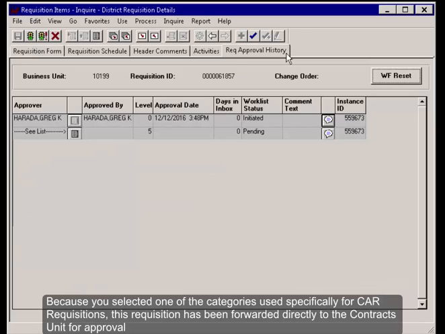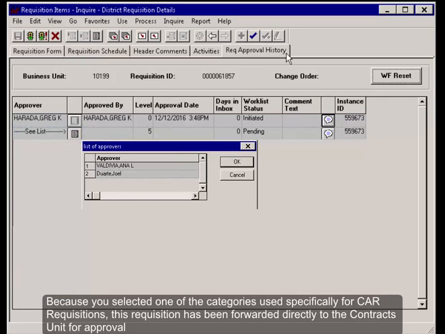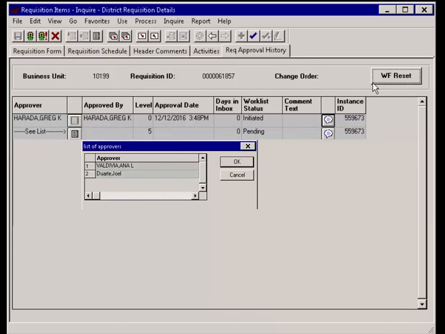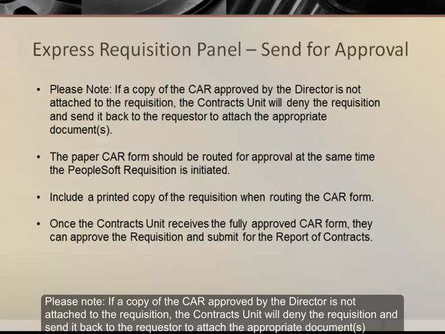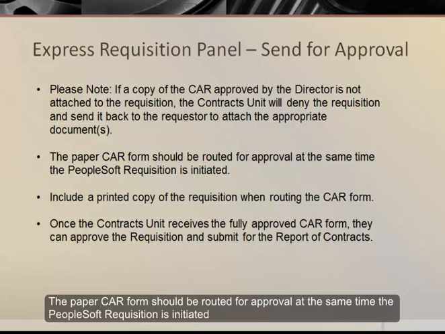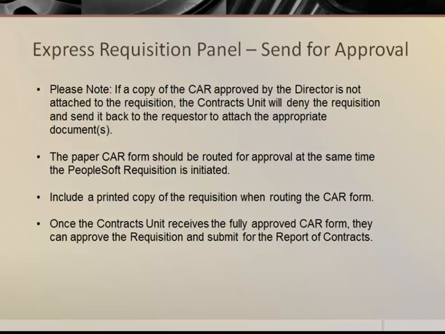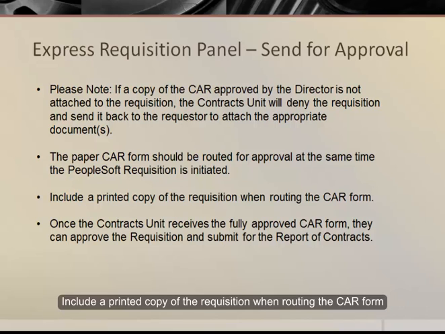Because you selected one of the categories used specifically for CAR requisitions, this requisition has been forwarded directly to the Contracts unit for approval. Please note, if a copy of the CAR approved by the director is not attached to the requisition, the Contracts unit will deny the requisition and send it back to the requester to attach the appropriate documents. The paper CAR form should be routed for approval at the same time the PeopleSoft requisition is initiated. Include a printed copy of the requisition when routing the CAR form.